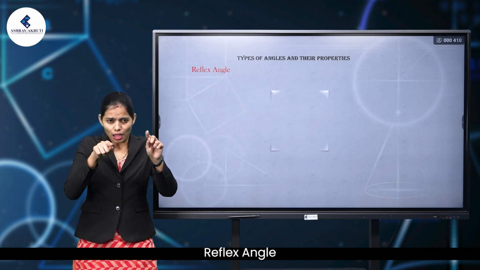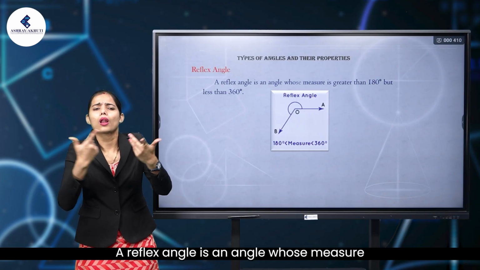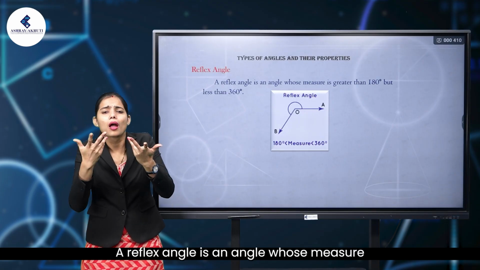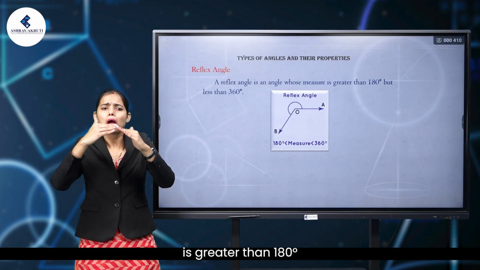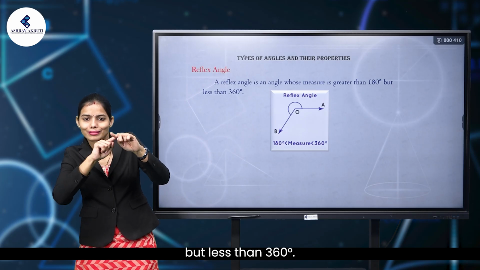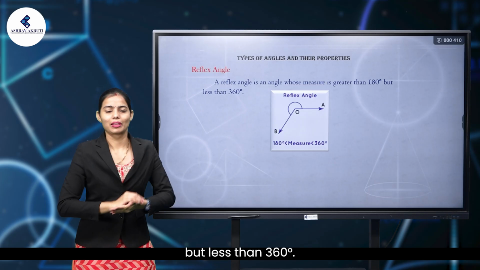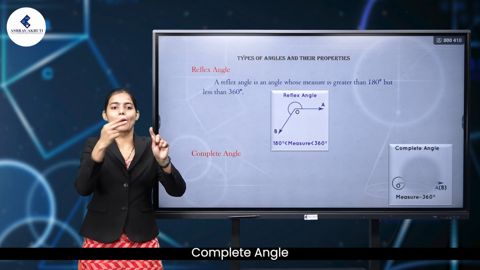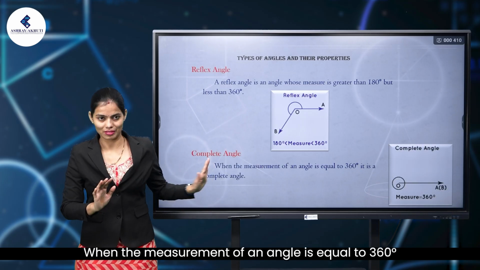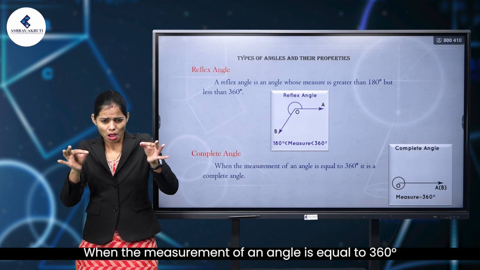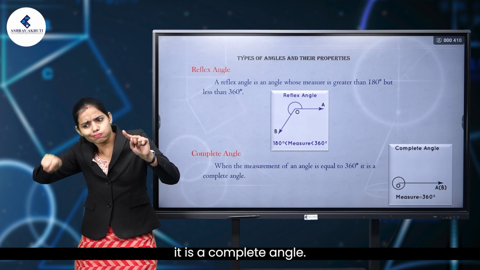Reflex angle. A reflex angle is an angle whose measure is greater than 180 degree but less than 360 degree. Complete angle. When the measurement of an angle is equal to 360 degree, it is a complete angle.